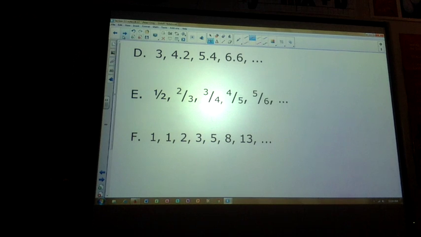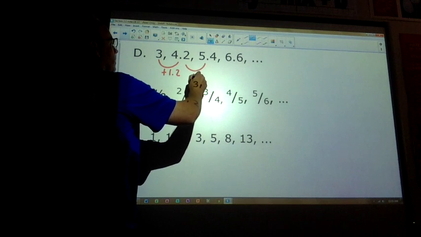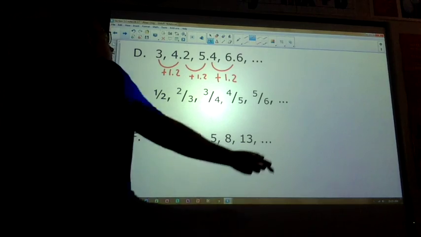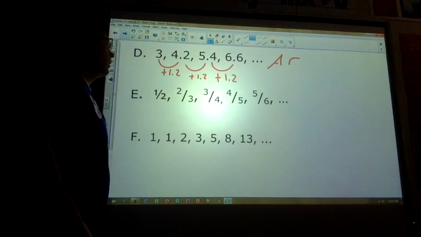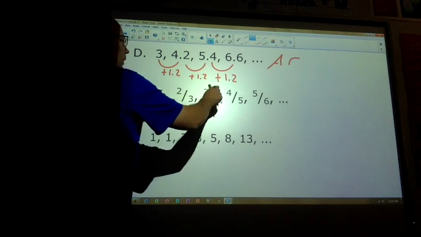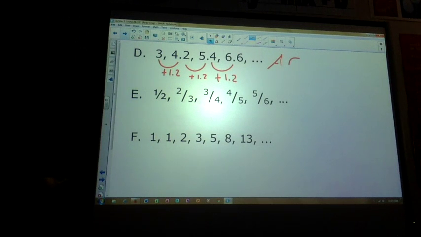Uh-oh. What do we do? Oh, that's all it is? Add 1.2. Add 1.2. Add 1.2. So what is it? Arithmetic? Uh-oh, fractions. It's the F word. Well, 1, 2, 3, 4, 5. 2, 3, 4, 5. Oh, yeah, it must be a pattern. Well, what's really taking place? How do I go from 1/3 to 2/3? How do I go to 2/3 to 3/4? How do I go to 3/4 to 4/5 to 5/6? Any ideas?